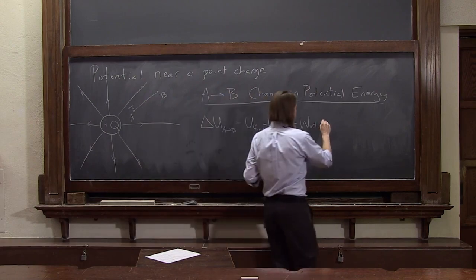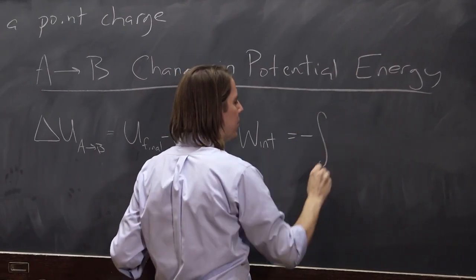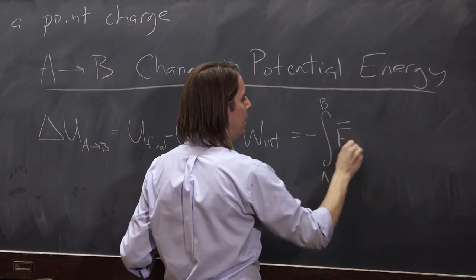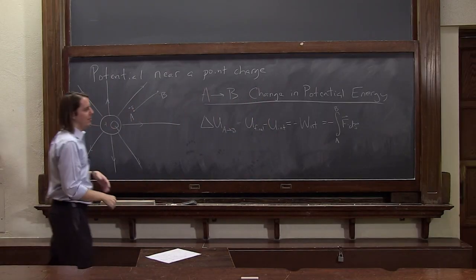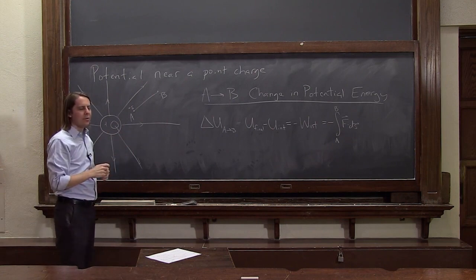So we calculate this work, and what is it? Well, we bring the negative along, and work is the integral from A to B of F dot ds. You might think of work as just F times X, but when you're really doing integrals and things are changing, it's the integral of F dot ds.